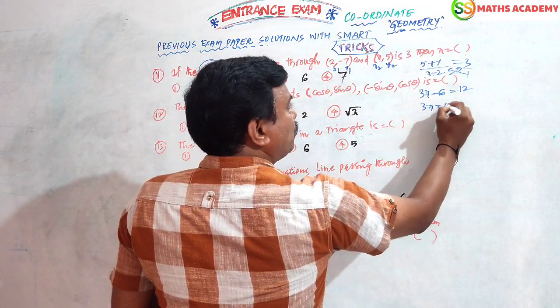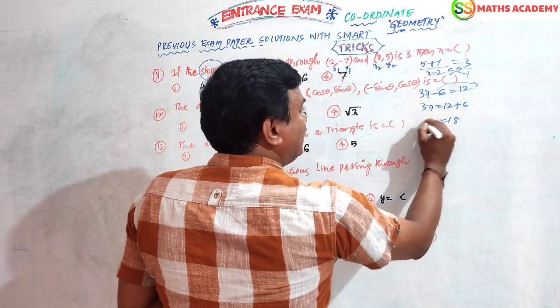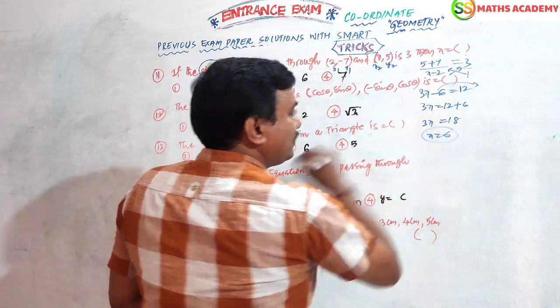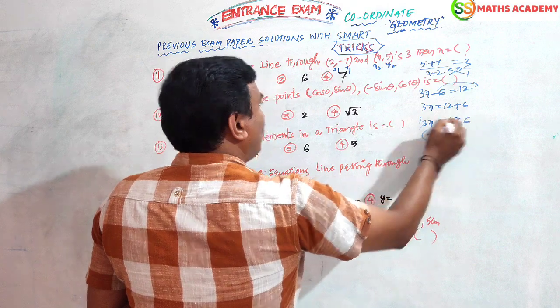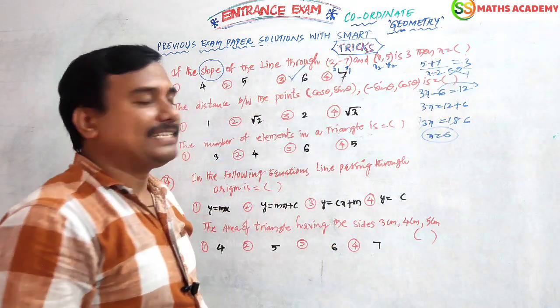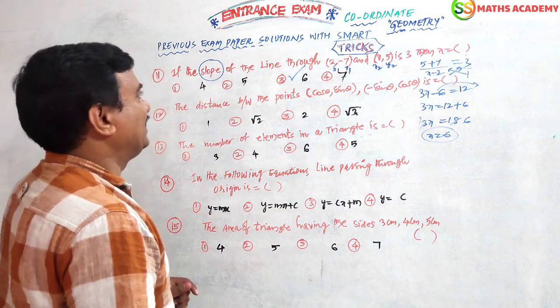Now 3x equals 12 plus 6. Minus 6 transferred to the right side becomes plus 6. 12 plus 6 is 18. x equals 6, since 3 sixes are 18. So the value is what, amma? 6. Clear? Have you understood? Very clear? Very nice. Next.